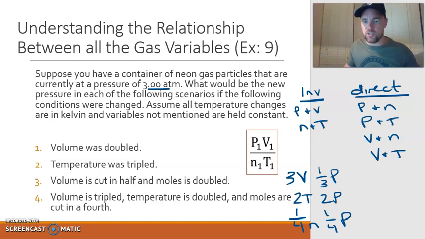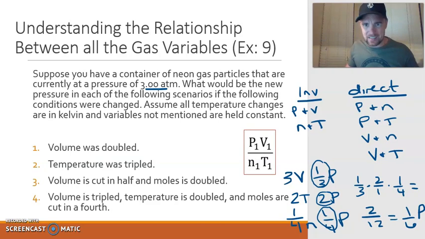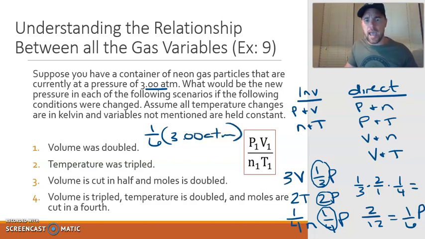So now we have to take into consideration, we've got a third, we've got double, and we've got a quarter. So 1/3 times 2, which I'm going to write as 2/1, times 1/4 ends up being 2/12, which is the same thing as 1/6. So the new pressure is going to be a sixth of what it was. So I would just take 1/6 times the original pressure, which was 3.00 atm. Okay, and so I would end up multiplying that through, and I end up getting 0.500 atm. That would be the new pressure.